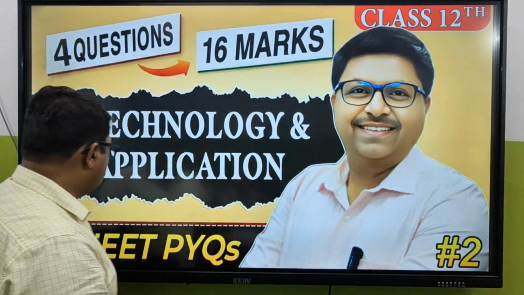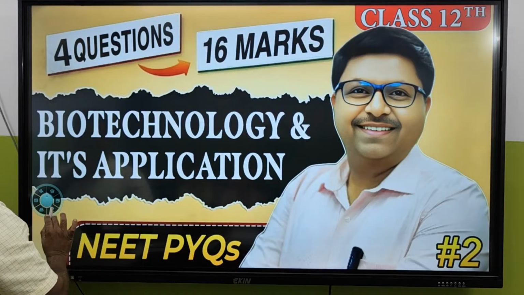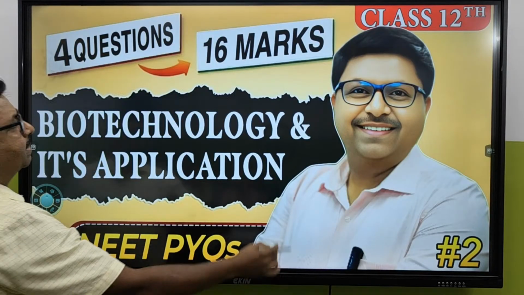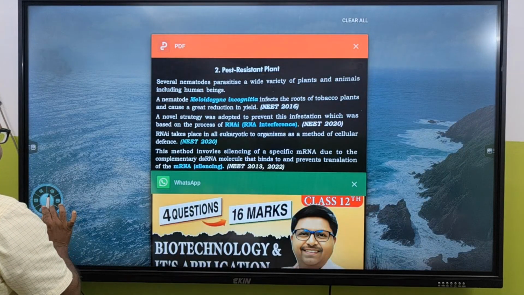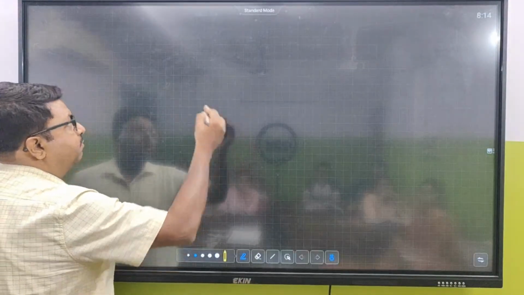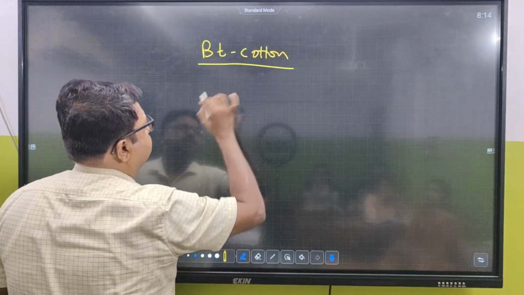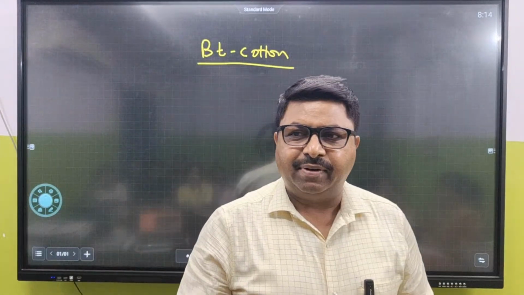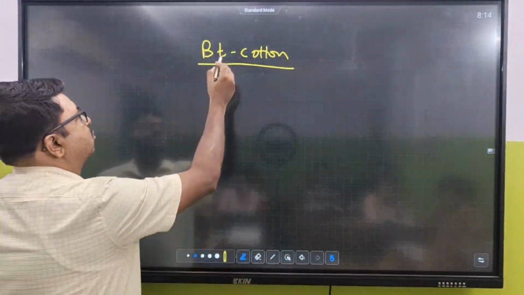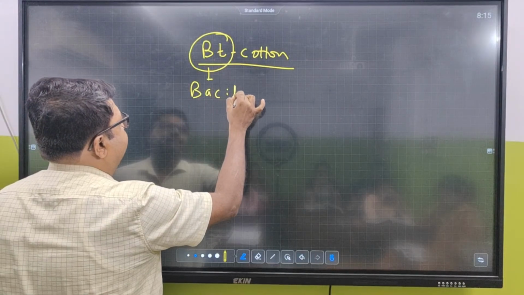So what is the organism in case of Bt cotton? The organism is Bacillus thuringiensis. Now, I just need to give you a basic idea about Bt cotton first, and then move on to the pest resistant variety, and that is where we are going to talk about RNA interference. Fine. The first one is about Bt. What does Bt stand for? Bt stands for a bacteria named Bacillus thuringiensis.